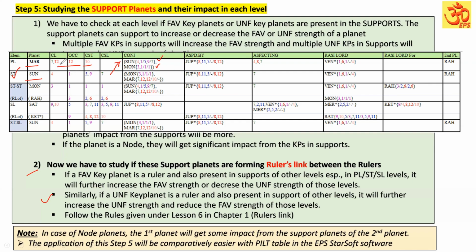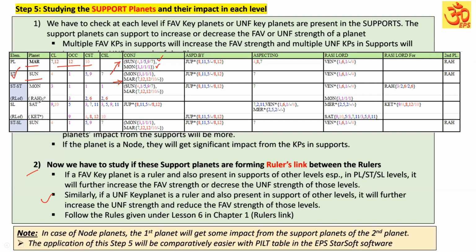Mars is having 12, 12, 10. It is not detrimental, but 12, 12, 10. You can see Mars in the star of Sun. Sun is having Mars in its supports. So Mars is getting the support of the Sun through ruler link also, and Sun is getting the influence of the Mars also. So both ways it is forming a ruler link, a favorable key planet as well as an unfavorable or mixed key planet.